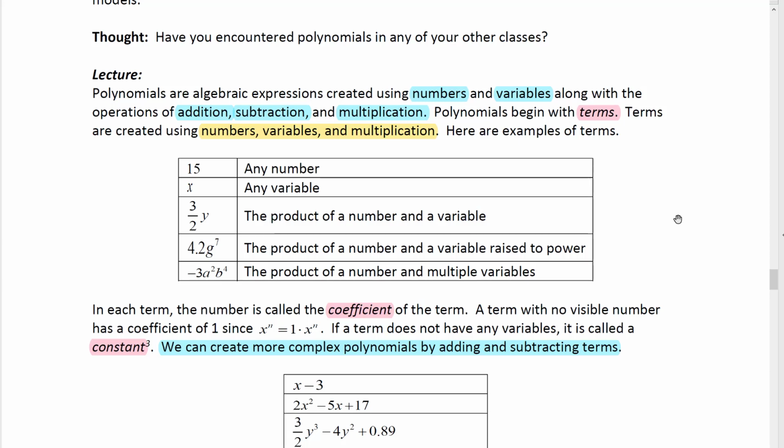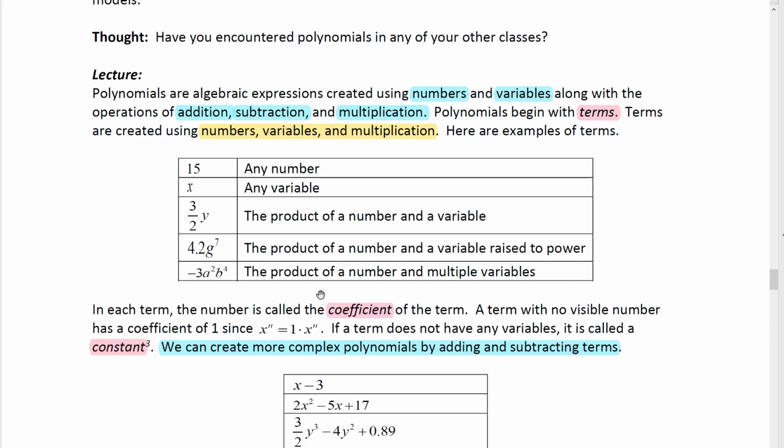Terms can be just a number by itself, a variable by itself, or a product of numbers and variables, and sometimes multiple variables. For example, in the fourth example, 4.2 times g to the 7th power, we have 7 g's being multiplied together. That's what that g to the 7th is telling us. In the last one, we have 2 a's and 4 b's all being multiplied together. So we could write this out as -3 times a times a times b times b times b times b.